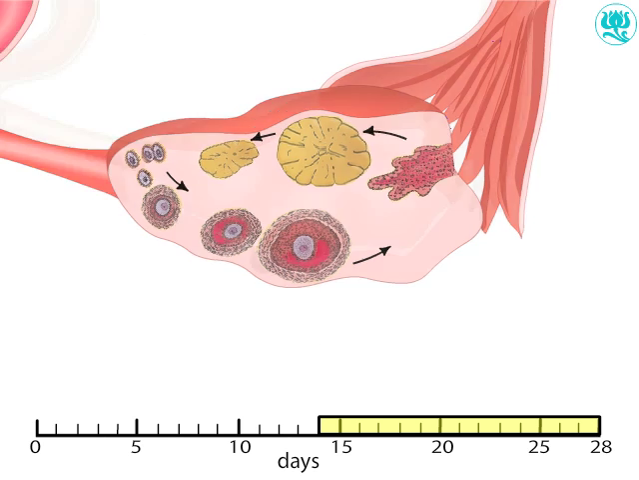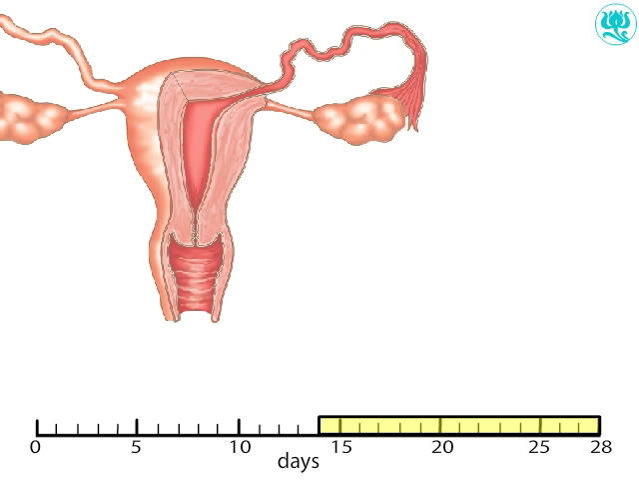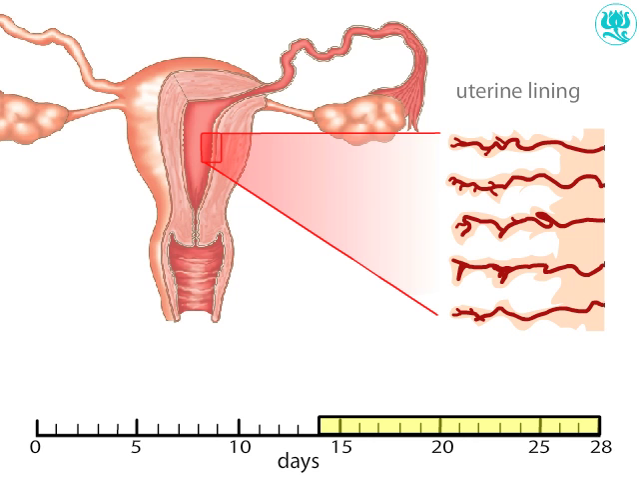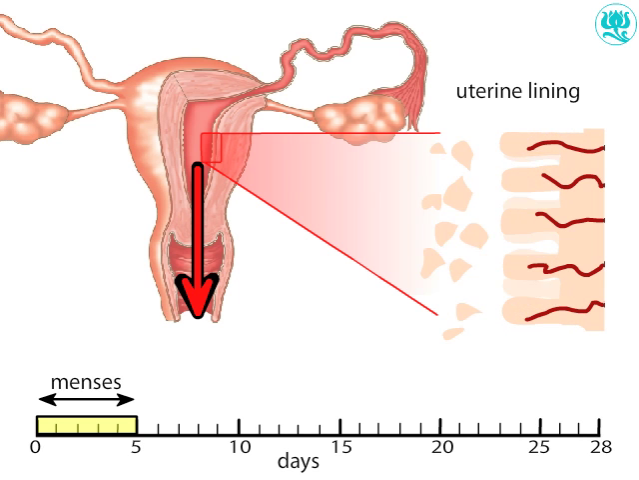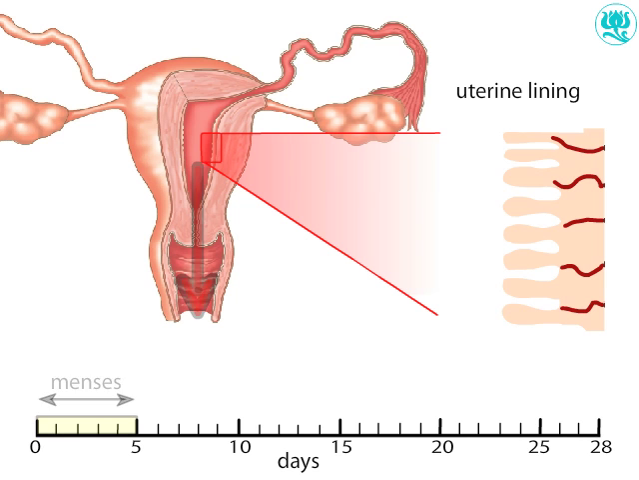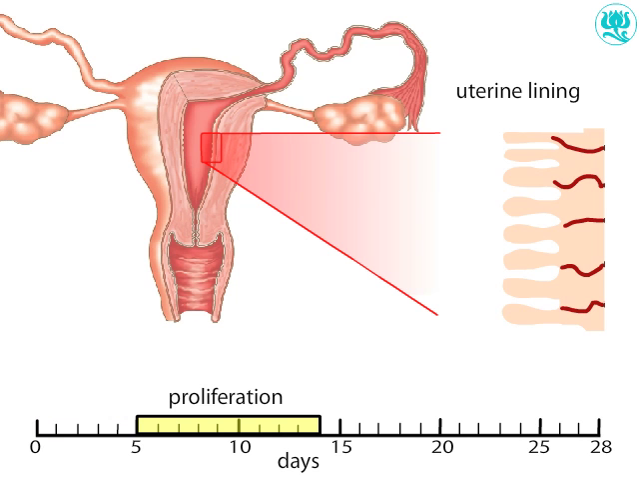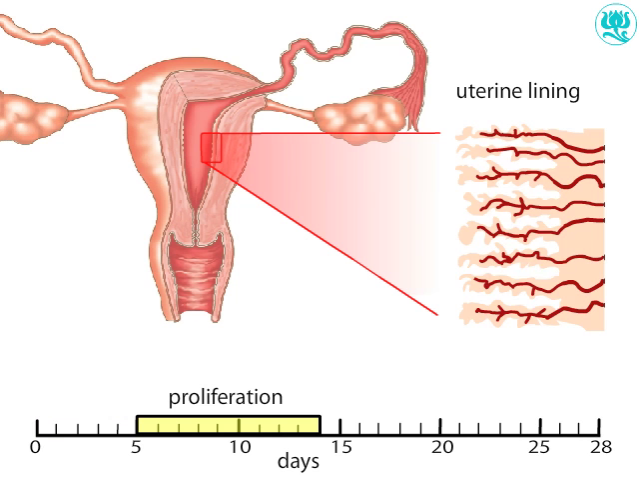Each month, the ovarian cycle is tightly coordinated with the uterine cycle. In the uterine cycle, the lining of the uterus builds up and then sloughs off. The cycle begins with the sloughing of the uterine lining. This is the first day of menses, also called menstruation. After menstruation, the uterine lining starts to grow again and to prepare for implantation of an embryo.